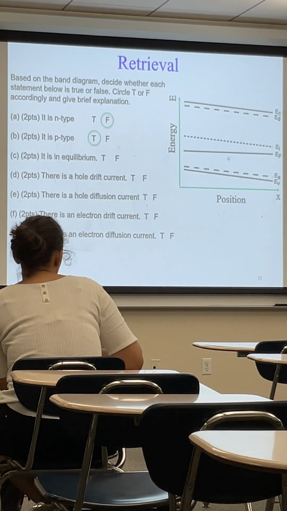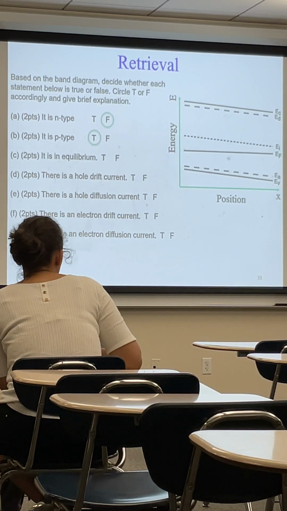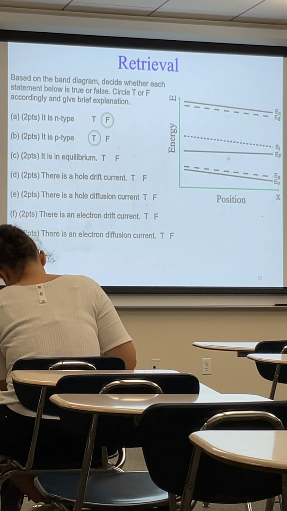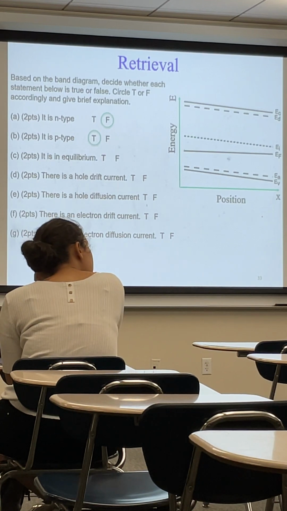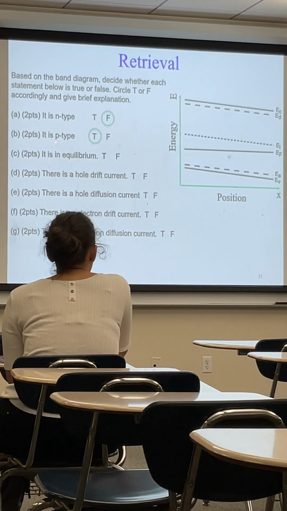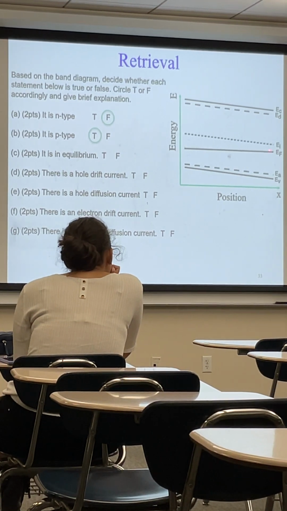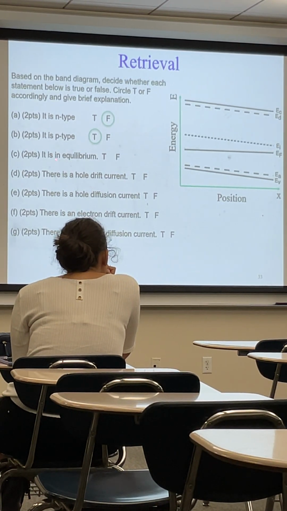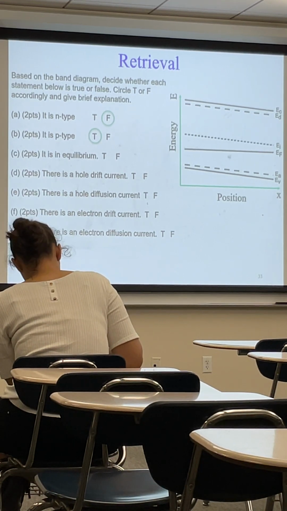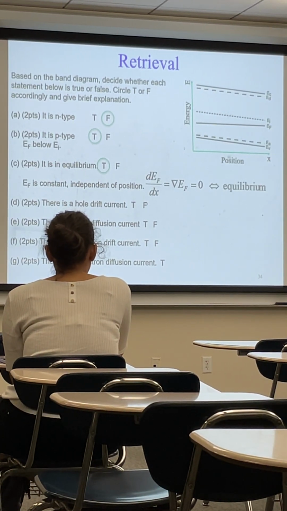Now, the third one: it is in equilibrium, true or false? True. Why? The Fermi level is not changed. Yeah, exactly. So if you want to check whether the system is in equilibrium or not, you just need to look at the Fermi level. If the Fermi level is constant, then it's in equilibrium. If not, then it's in non-equilibrium. So basically, if the Fermi level is constant, it's in equilibrium.